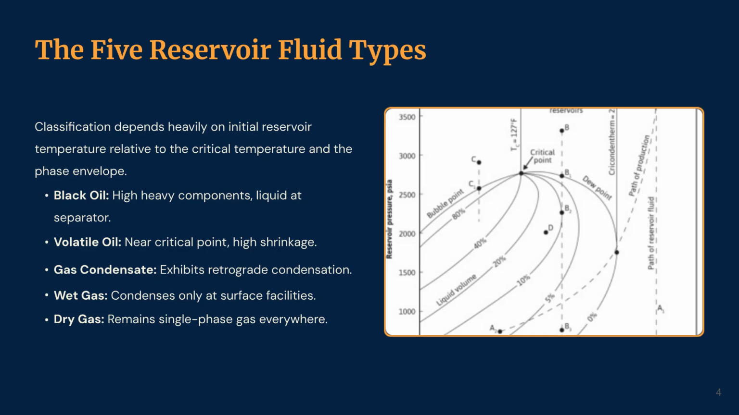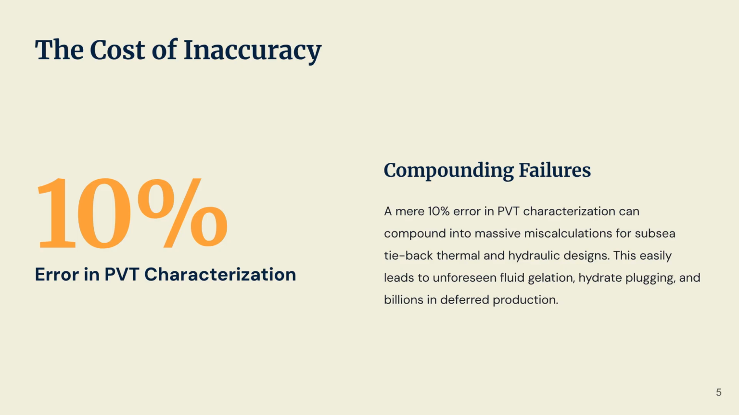Reservoir fluids are generally classified into 5 types, ranging from black oil to dry gas. This classification depends on the initial reservoir temperature relative to its critical point and the phase envelope. The cost of inaccuracy can be high. Even a 10% error in PVT characterization can lead to massive miscalculations in subsea thermal and hydraulic designs, potentially resulting in billions in deferred production.